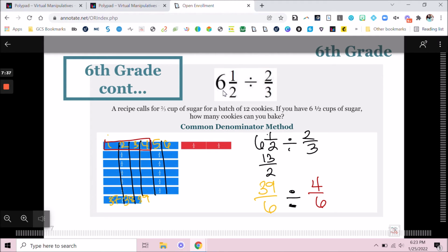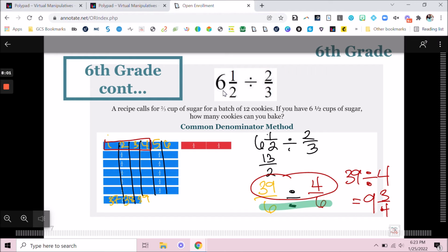So what we did here is we found a common denominator of 6. And by doing that, we realized that, okay, we can just take 39 and divide it by 4. And 39 divided by 4, because we're much easier thinking about 3rd grade, would be 9 3/4 batches. So we would get the same thing. So if we convert to a common denominator of 6, then we can divide just the numerators.